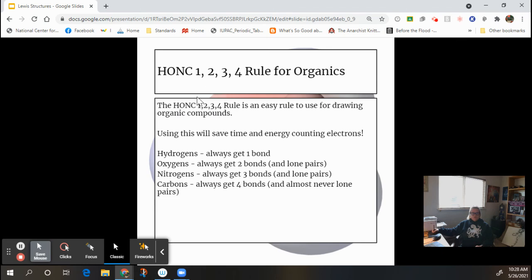And 1, 2, 3, 4 means that hydrogen gets 1 bond, always, always. Oxygen only gets 2 bonds, always, always. Nitrogen gets 3 bonds, and carbon will get 4 bonds. Carbon is interesting. It will never have lone pairs. Carbon will always form 4 bonds. So let's see how this works.